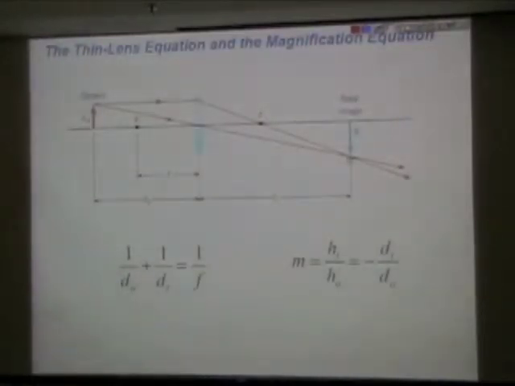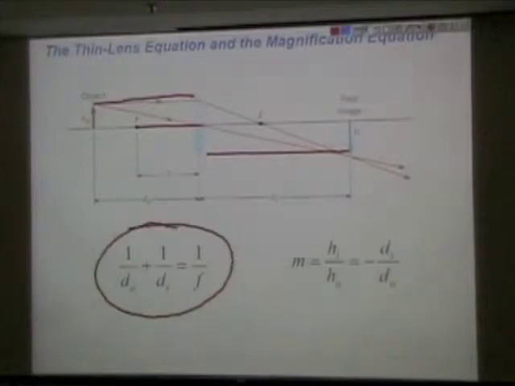And of course, we can relate the object distance, the focal distance, and the image distance. The equation looks exactly like the equation for a mirror. We also can introduce the magnification. Again, exactly the same definition. You just have to calculate the ratio of the image size over the object size.